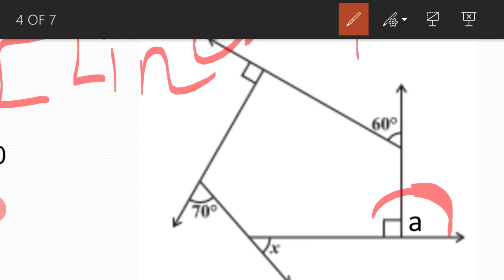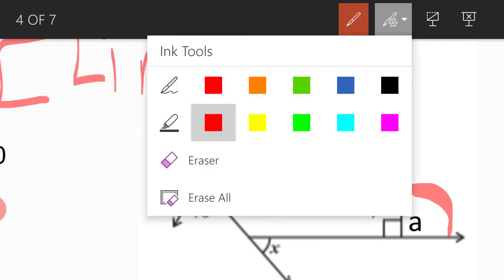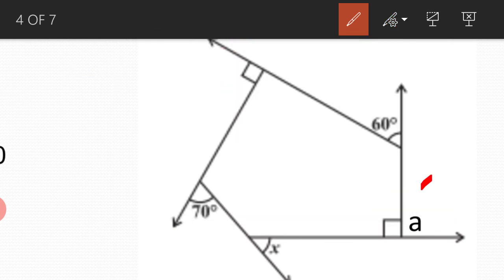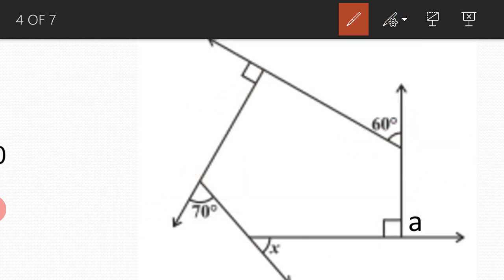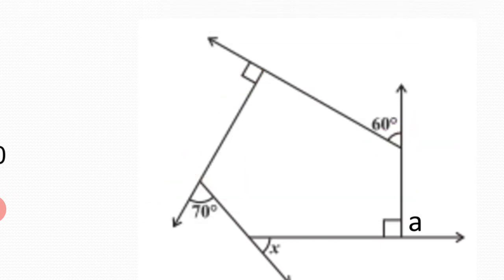Understood? Now we have measures of 4 exterior angles. Which 4? This is 90 degree now we got. This is 60, this is 90, this is 70 and this is x. Now can we find x by using exterior angle property? So very true. We can find out x by using exterior angle property.